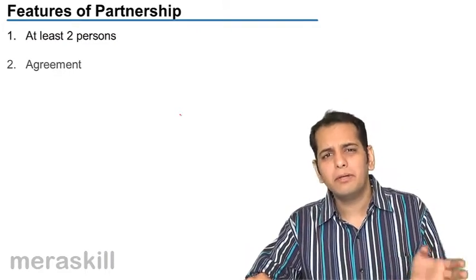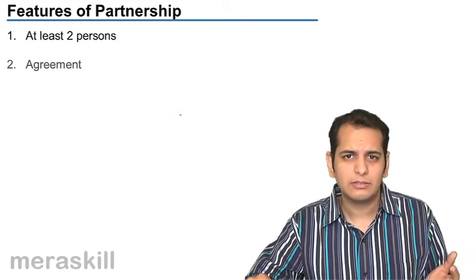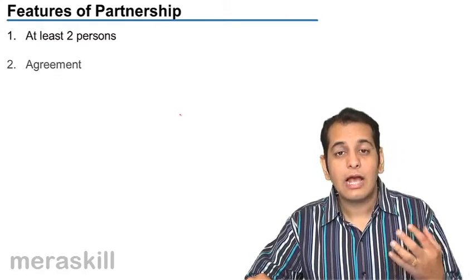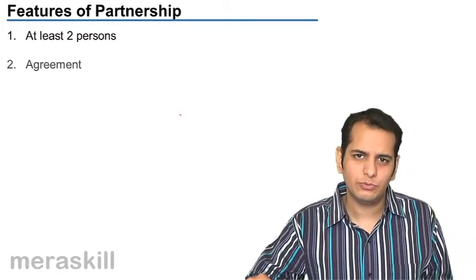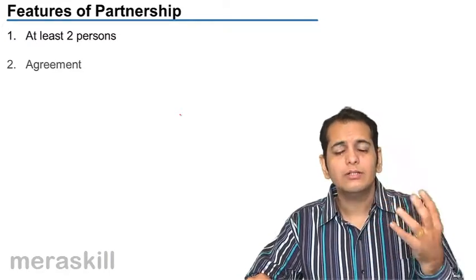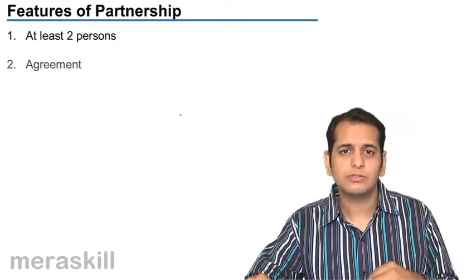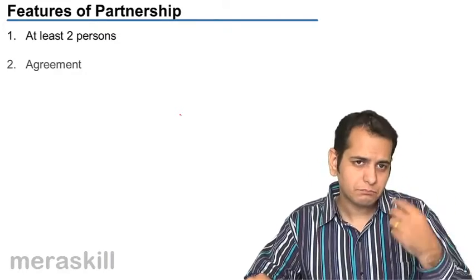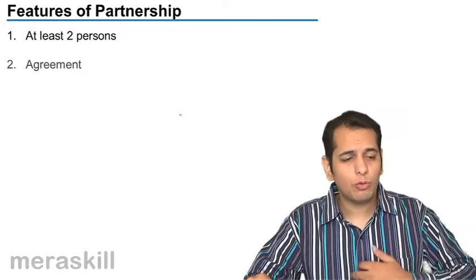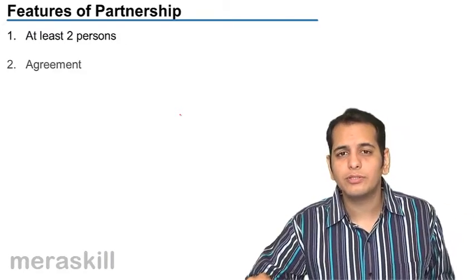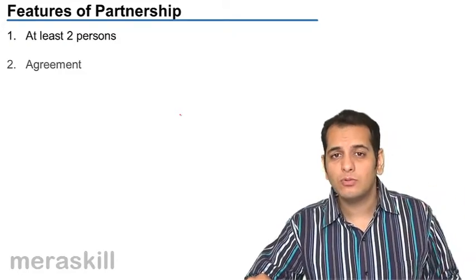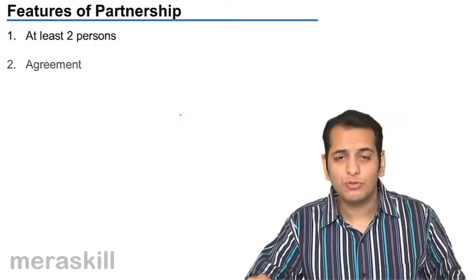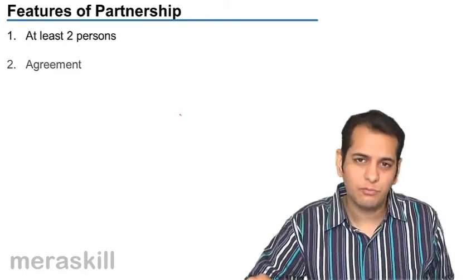Now that agreement may be oral or written, that is a different matter. But there has to be an agreement as to what? As to the profit sharing ratio. What would be the profit sharing ratio? What would be the business? In case of disputes, how would the disputes be solved? What would be the rate of interest on capital? What would be the rate of interest on drawings? What is the maximum amount of loans that each partner can take from the firm? What is the maximum amount of loan that the firm can contract from others?